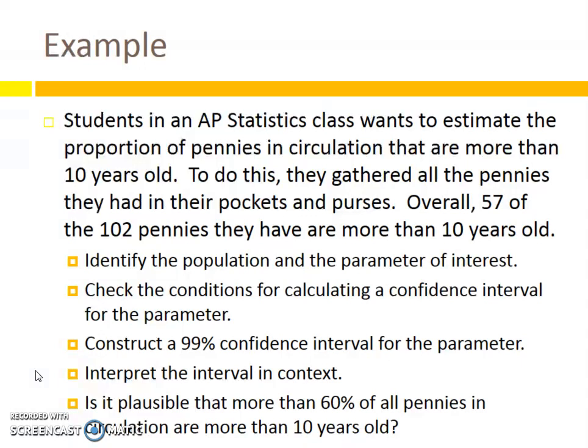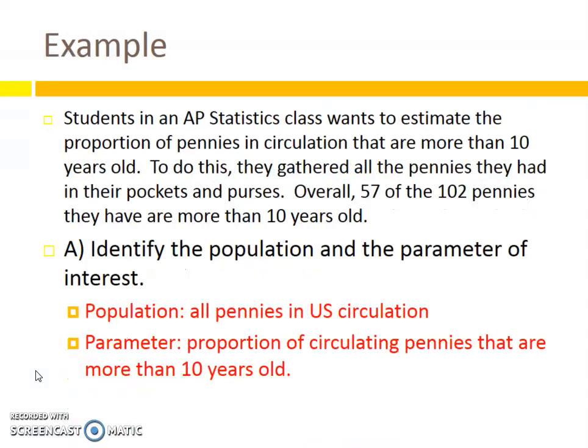So let's start. Population and the parameter of interest. Well, the population here would be all the pennies in U.S. circulation. So not just all the pennies in the classroom, right? That would be the sample. We have all the pennies in U.S. circulation. The parameter, what do we want to know about those pennies? We want to know the proportion of pennies that are more than 10 years old.